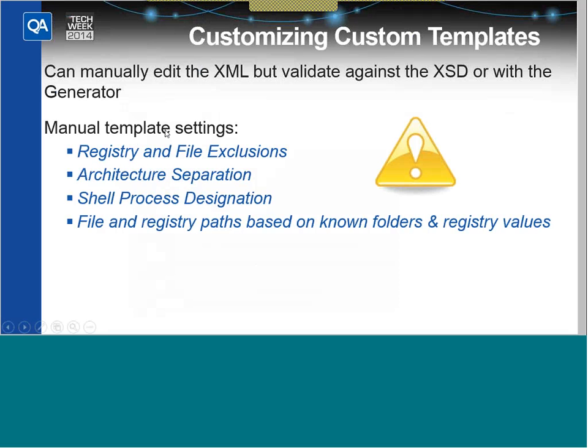As I said, manual template settings that we can edit are things like the registry and file exclusions, architecture separation, shell process designation, file and registry paths on known folders and registry values. So these are the types of settings that are stored within that template file.